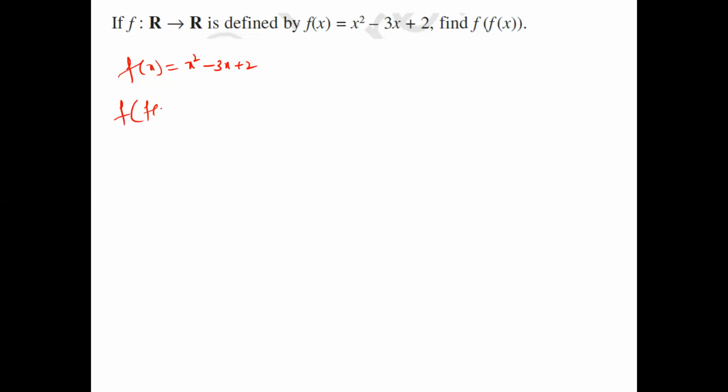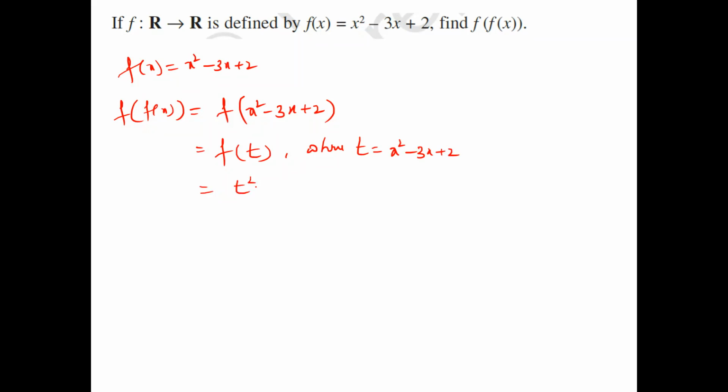Now to find f of f of x. f will be written as it is. What is f of x? x square minus 3x plus 2. Now f of this whole quantity will be replaced by t, where t equals x square minus 3x plus 2. Now f of t means t square minus 3t plus 2. In place of x, it is t.